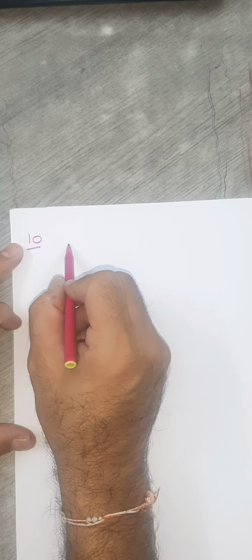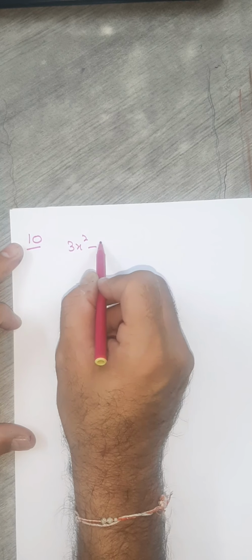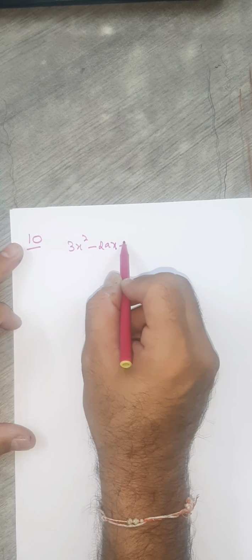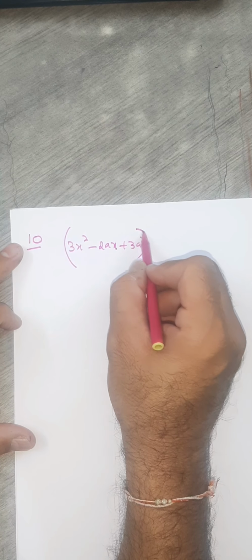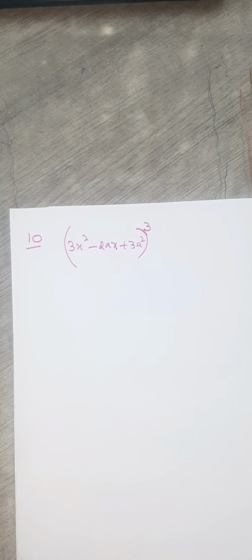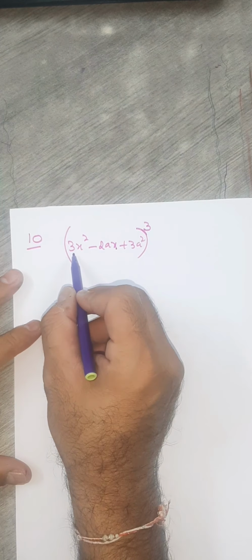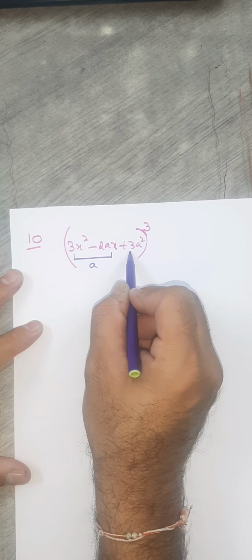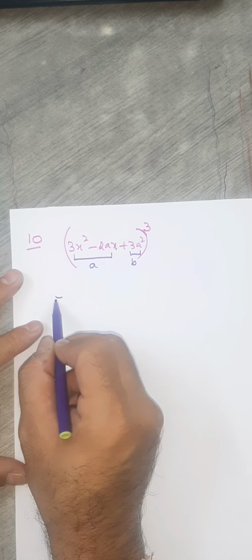The next question is probably the same question. You want to expand this one again by binomial theorem. So in the 10th question you have 3x squared minus 2ax plus 3a squared the whole cube. Right. So we do the same procedure. I'll take this as one term a and this as b, and I'll expand by binomial theorem.